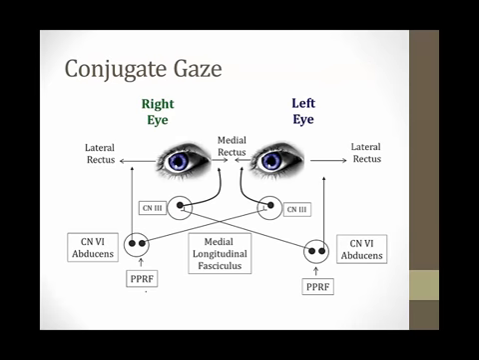Back to this slide once again, the PPRF activates the nucleus of cranial nerve 6. If there's a lesion that takes out this nucleus, then that will be the same as having a lesion to the PPRF. You will not be able to initiate lateral gaze towards this side of the body.